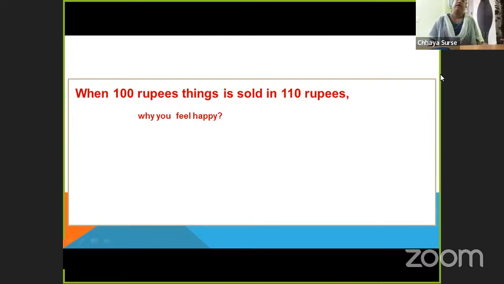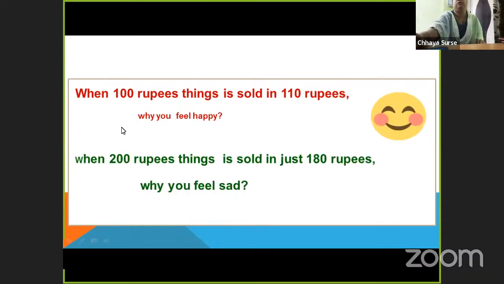So this is one example I am showing here. When a 100 rupees thing is sold for 110 rupees, why do you feel happy? Another example here. When a 200 rupees thing is sold for just 180 rupees only, why do you feel sad? So here I have given two examples.